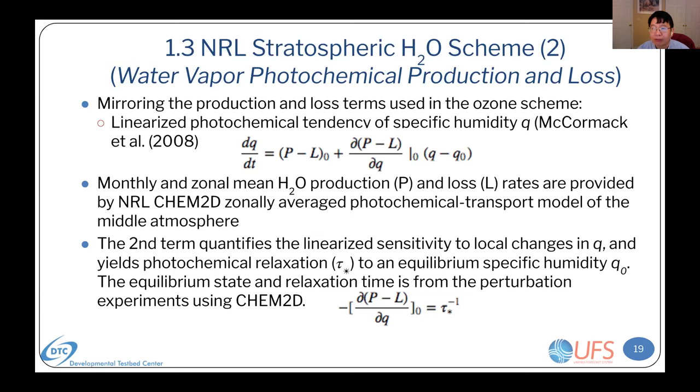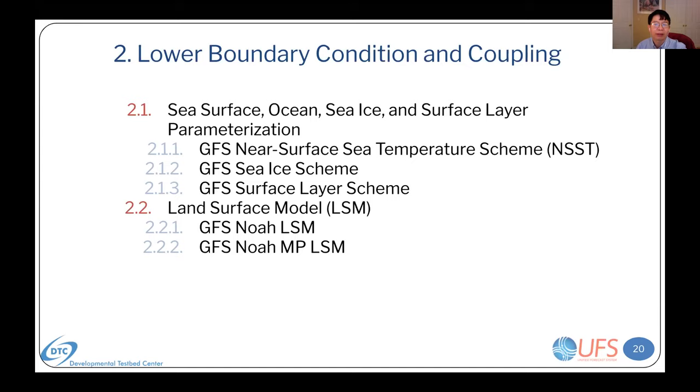So let's look at the lower boundary condition and the coupling, which includes two parts. The first part is sea surface, ocean, sea ice, and surface layer parameterization. First we'll talk about the GFS near surface sea temperature scheme, or NSST. Then the CICE scheme and the surface layer scheme. The Noah land surface model, as I mentioned earlier, we include the Noah land surface model in the GFS V15P2 and the Noah-MP in RRFS V1 alpha.